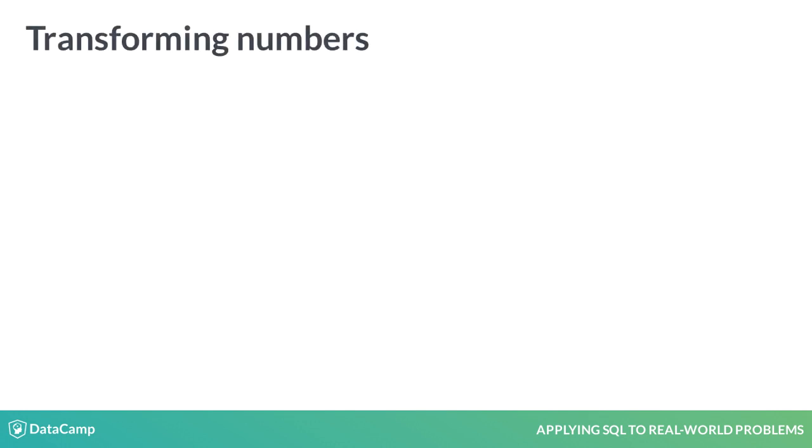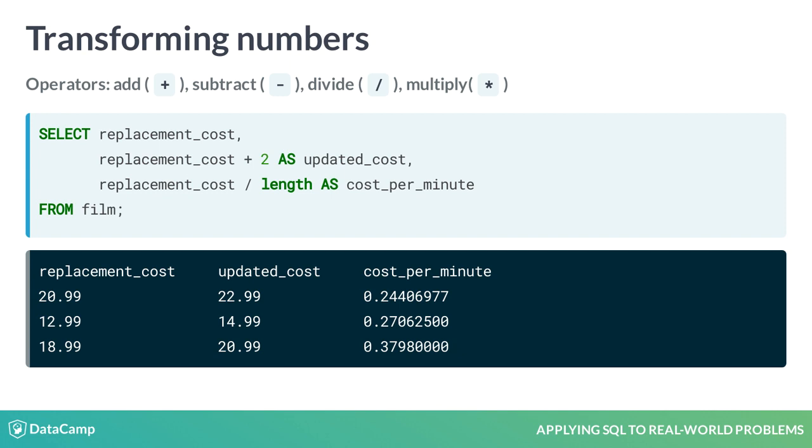The output of numeric columns can also be transformed. Since these columns contain numbers, you can simply use standard operators such as addition, subtraction, division, and multiplication. In this example, we transform the numeric column replacement cost from the film table. In the first transformation, a new column named updated cost is created by adding 2 to the replacement cost column.